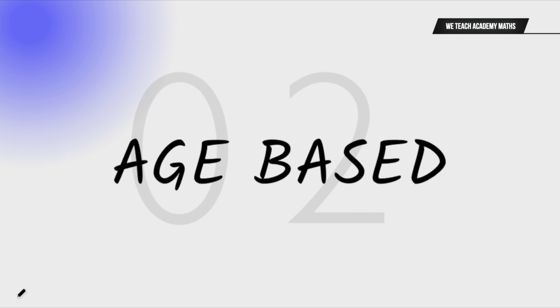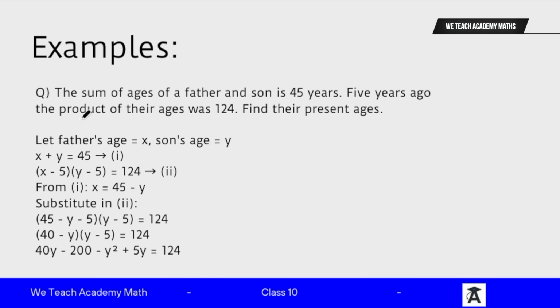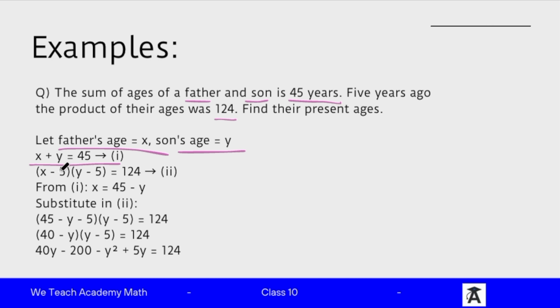Coming to the next type of questions, age-based questions. These can be asked related to people's ages, and it's mostly two people. For example, the sum of the ages of a father and a son is 45 years. 5 years ago, the product of their ages was 124. You let the father's age be x and the son's age be y. Then we form the equation x plus y is 45 because the sum of the ages is 45, and 5 years ago, we subtract 5 from both ages. So x minus 5 multiplied by y minus 5, the product of the ages, was 124.